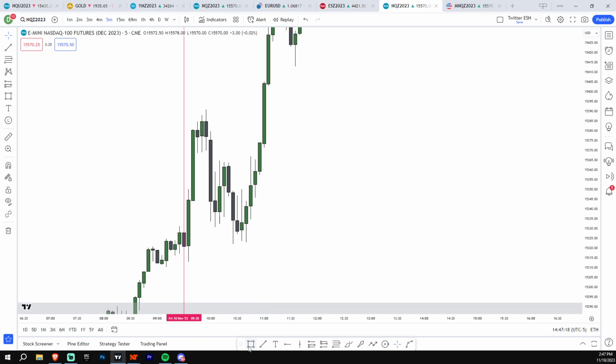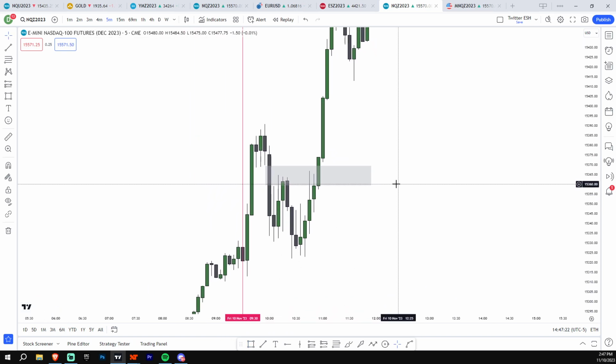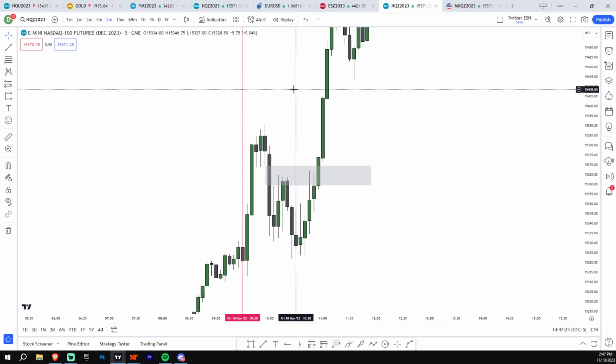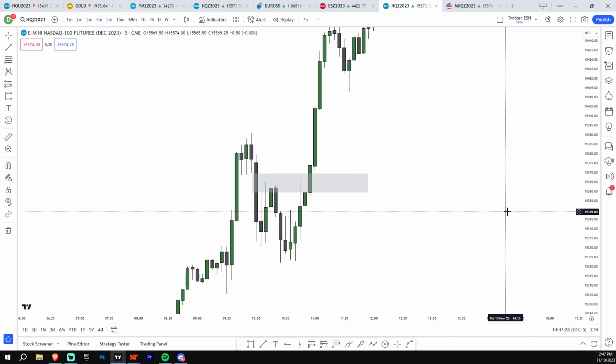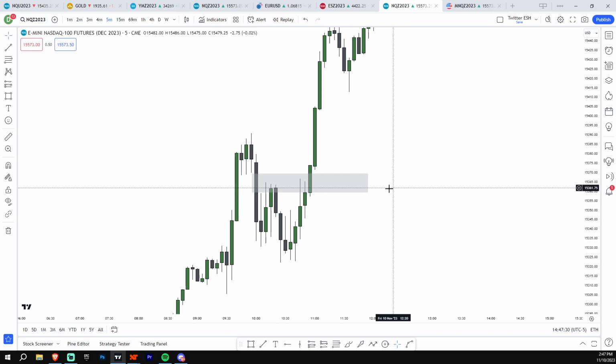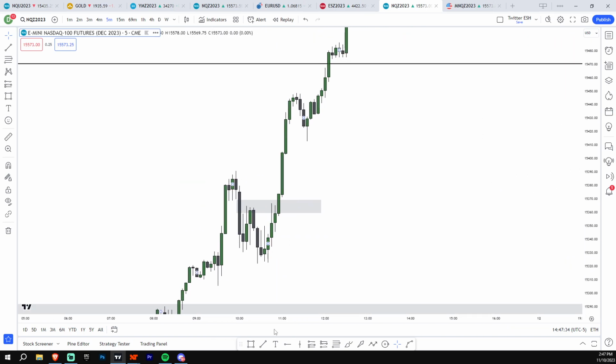And you can clearly see here, this is the first example in which I alerted this on my Twitter, and I alerted this on my Discord. I did alert this for free on my Twitter, so make sure you're following that. Now you can see once we close above, okay, now I'm going to be able to hop in the trend.